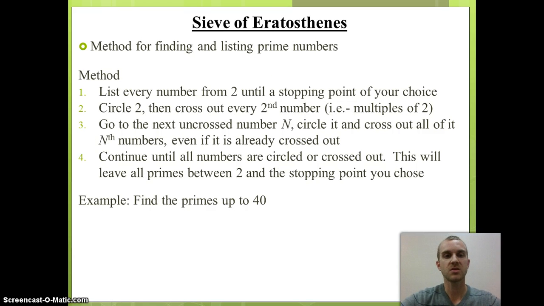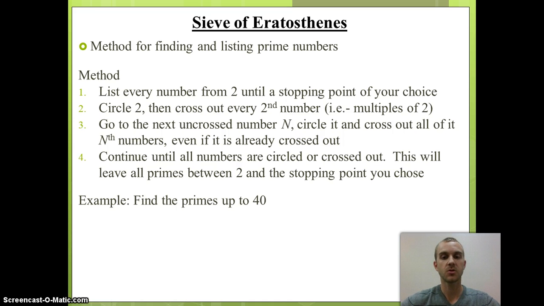Now, something that was found by Eratosthenes is called the sieve of Eratosthenes. This method is a way that we can find and list all the prime numbers. First, we start with the number 2, and then we choose any stopping point of our choice. We circle 2, and then cross out every second number, i.e. the multiples of 2. And we continue to do that by going to the next uncrossed out number, circling it, and then using it to count to the nth ones to cross out. And we do this until all we're left with are primes between 2 and our stopping point.